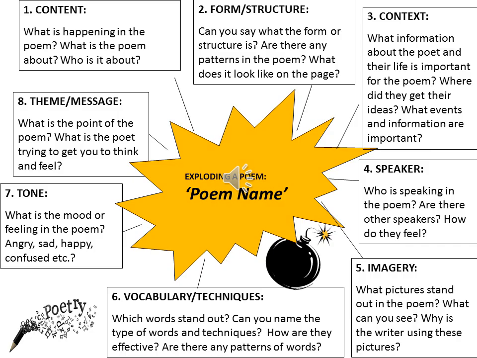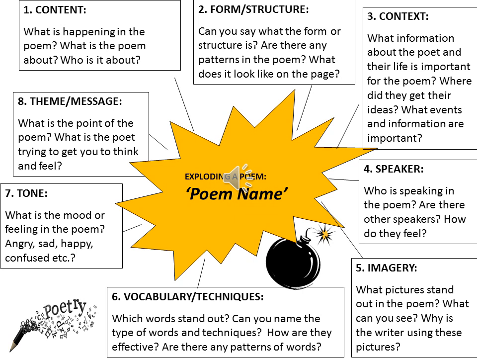So this is what the review sheet looks like, and I'll be asking you to fill this in for Bayonet Charge. In the first box, I want you to think about the content, so write a response, a few sentences, to what is happening in the poem, what is the poem about, who is it about, what kind of big ideas are there. For the second box is form and structure. Can you say what the formal structure is? Are there any patterns in the poem? What does the poem actually look like on the page?